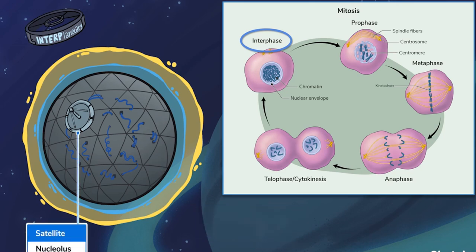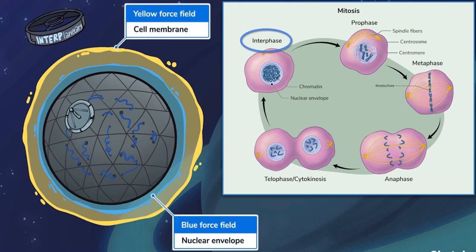There's also a nucleolus, shown here by this planet-destroying laser. Oopsie, I mean satellite. Yeah, satellite. The nucleolus is a spherical body located inside the nucleus that's always present during interphase. The nucleolus is responsible for producing and assembling ribosomes. Finally, these force fields will symbolize the nuclear envelope and cell membrane, respectively. We'll continue to monitor them along the way.